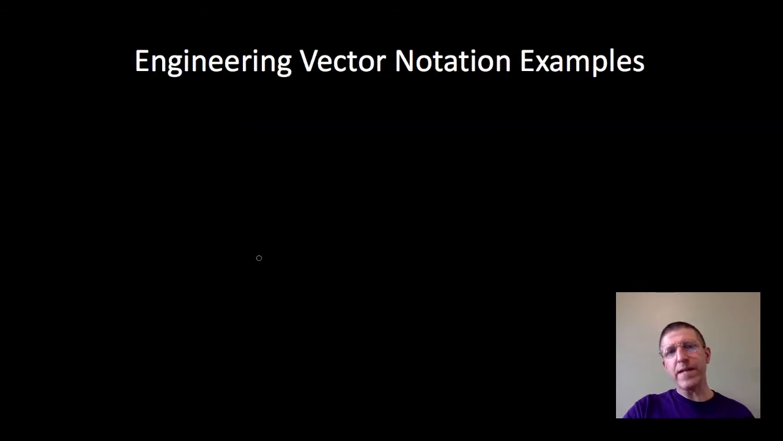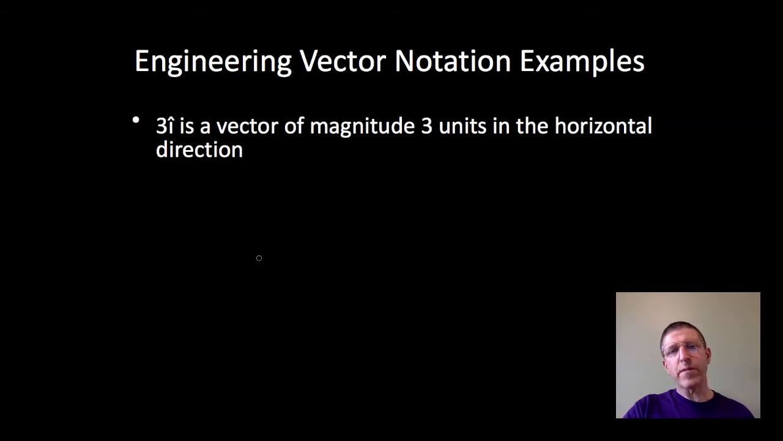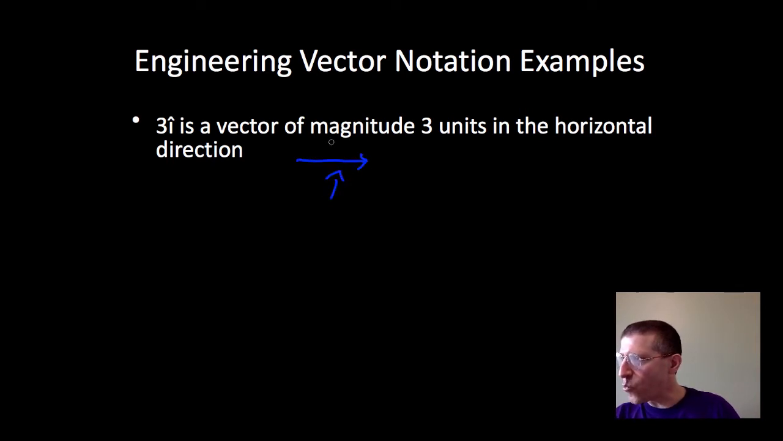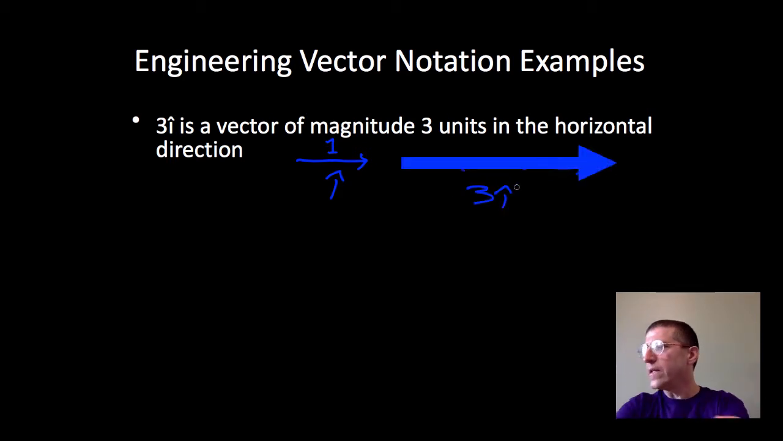What this means is this. If you have something like 3I hat, so let's say this is I hat, it's length 1 right there. 3I hat would just be 3 times that thing. So 1 of those, 2 of those, 3 of those. That would be 3I hat. It's just a way of saying a vector that is 3 units in the horizontal direction.